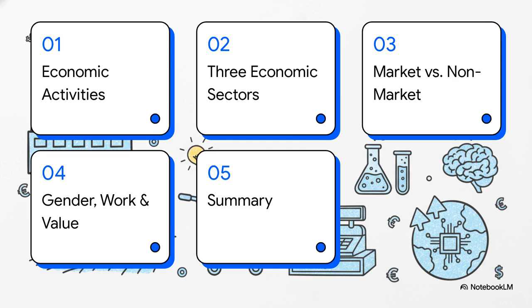To find the answer, here's what we are going to cover. First, we'll understand what economic activities really are. Then, we'll explore the three main groups, or sectors, they're divided into. We'll also look at the difference between work done for money and work done for ourselves. This will lead us to an important discussion on gender and the value of work. And finally, we'll put it all together in a summary.